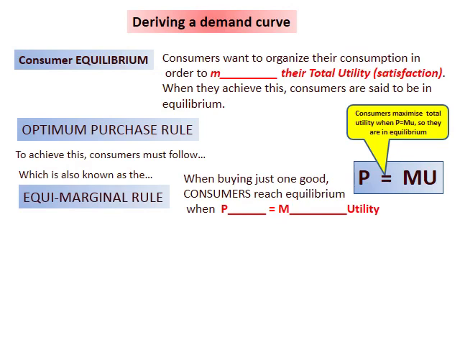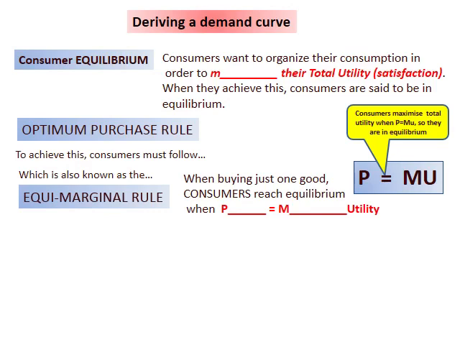And we say that this will happen if the optimum purchase rule is followed. Optimum, of course, meaning the highest purchase to buy, and rule or law. It's also called the equimarginal rule in some textbooks. The examiner tends to use the optimum purchase rule if it appears in the exam. But they all mean the same thing.